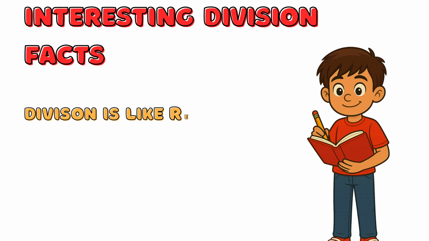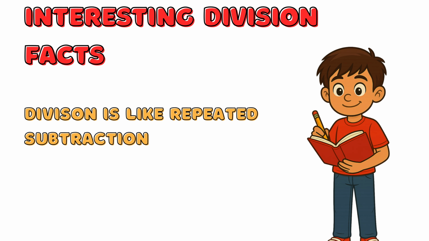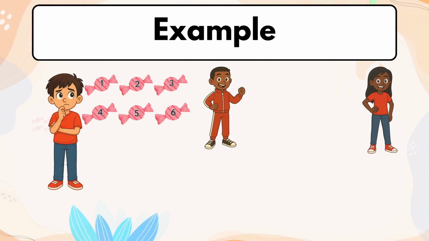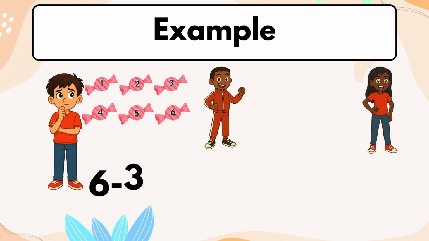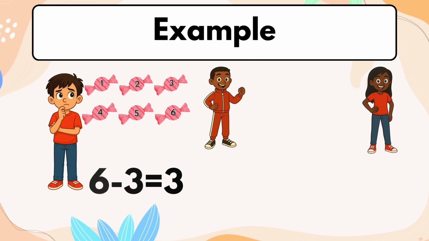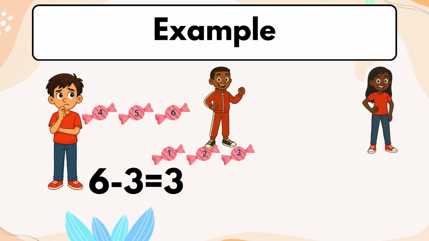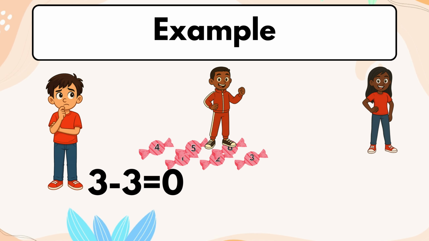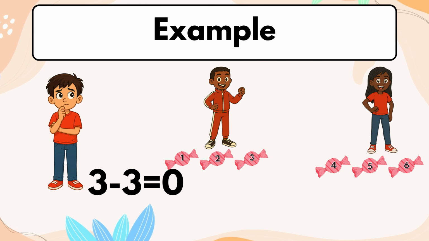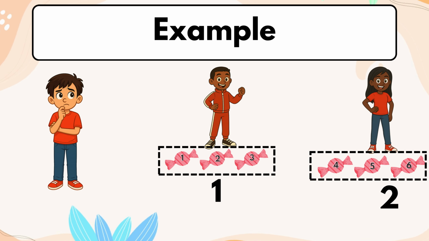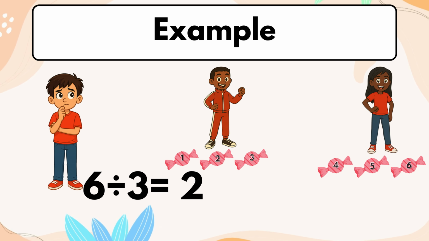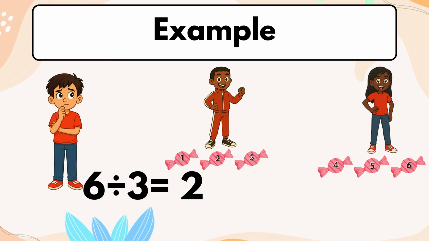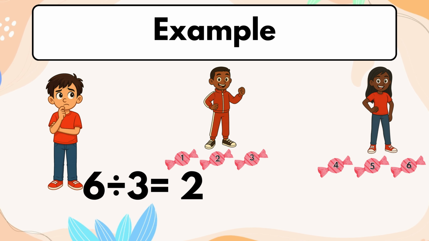Here's something interesting. Division is kind of like subtraction on repeat. It's called repeated subtraction. Let me show you. If I have 6 candies and I give away 3 at a time, 6 minus 3 leaves 3. 3 minus 3 leaves 0. I took away 2 groups of 3, so 6 divided by 3 equals 2. Division tells us how many equal groups we can take away. Yep, it works every time.